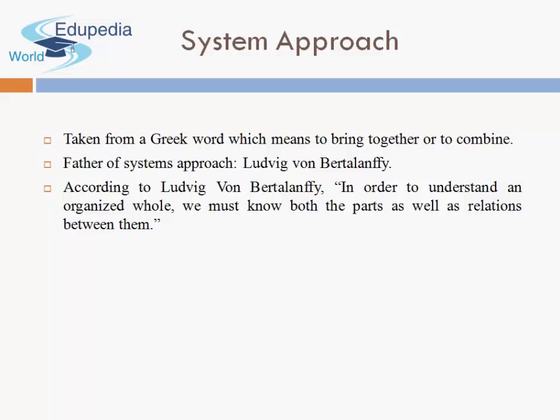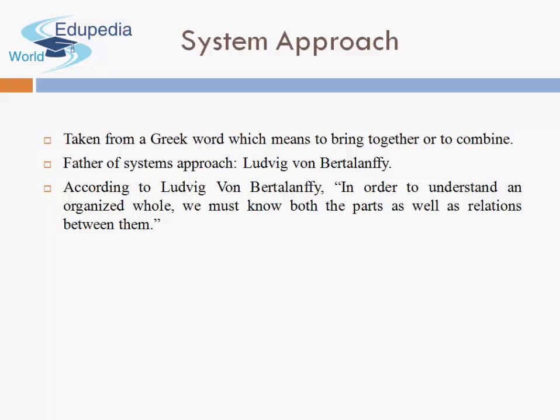So he said that in order to understand the entire organization, it is very important to understand these small parts as well as the relation between them. For example, there is a very strong relation between two departments, marketing and sales. There is a strong relation between finance and accounts. Of course, there is a strong relation of HR with all these departments because HR is the one who will be supplying people to every department.